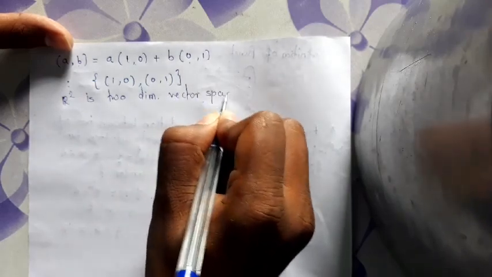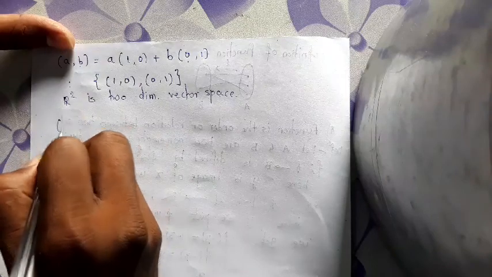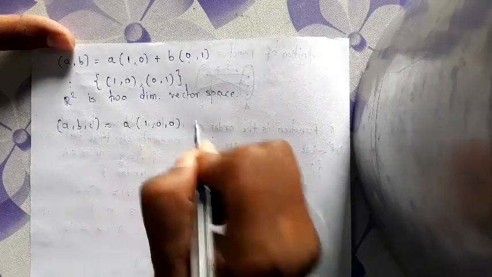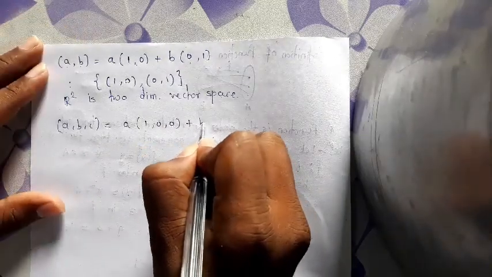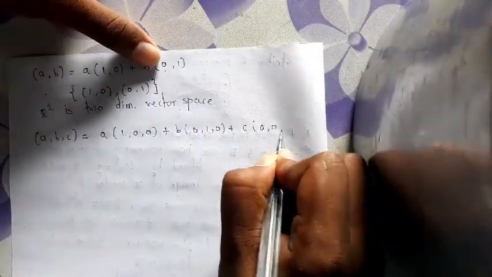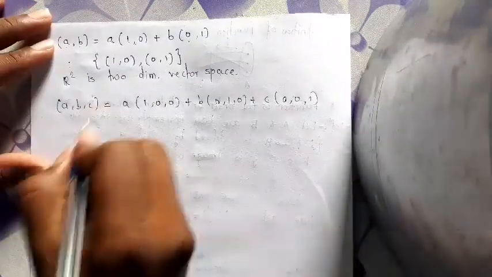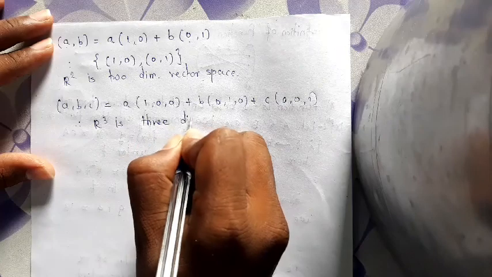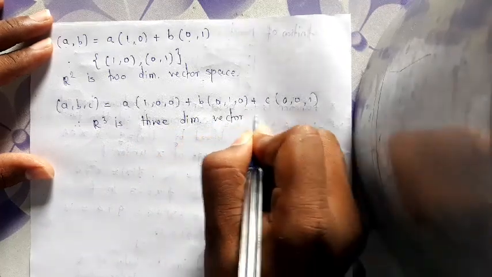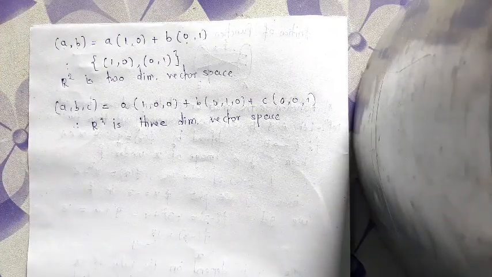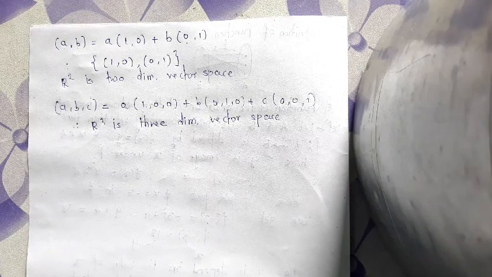Similarly we can take for R3 (a, b, c): a(1,0,0) plus b(0,1,0) plus c(0,0,1), isn't it? Means we want three vectors for generation of R3. Therefore R3 is a three dimensional vector space, where we live now. How is it three dimensional? Take any corner of your wall of your house, you'll get three axes there, x axis, y axis and z axis.